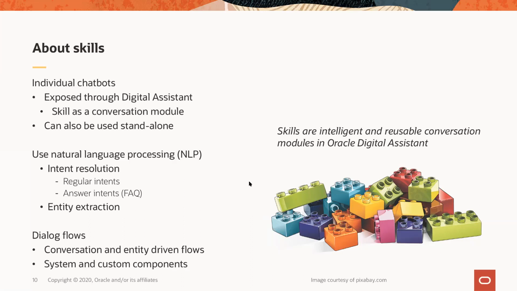Skills use natural language processing. There are 2 types of intents. We have regular intents, which are intents that end up in some sort of conversation that the user is having with the bot. And we have answer intents. Now, answer intents are like fire and forget things.